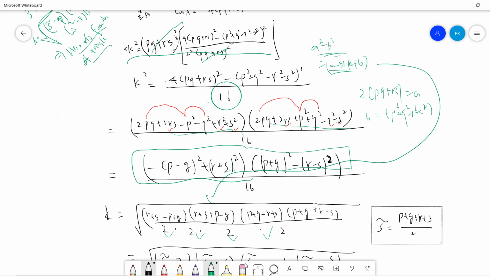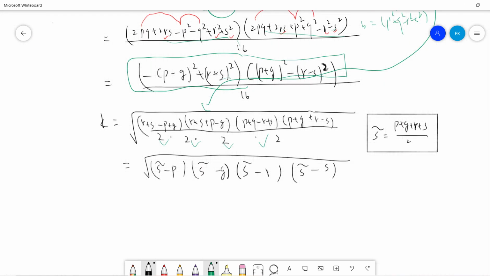So let's say s tilde will be (p plus q plus r plus s) divided by 2, which is basically the half perimeter. Then finally you get that K will be the square root of (s tilde minus p)(s tilde minus q)(s tilde minus r)(s tilde minus s). So this is the answer. And the remark is that if we let s to be 0, then you get Heron's formula.